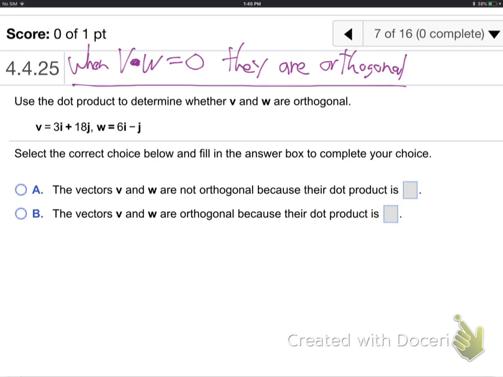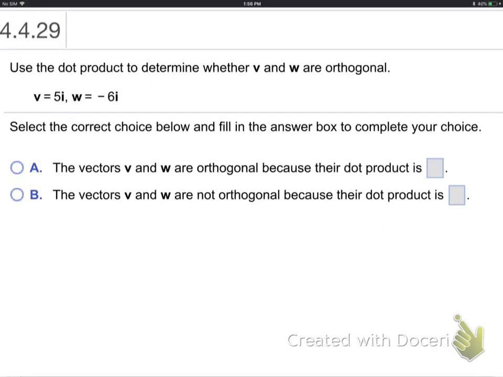So that's one use, we've seen 2 uses now, of the dot product. You could use that every day in your life when you go home this afternoon. No, I'm kidding. That's what you would use if you become an engineer or scientist. Dot product is 0, they are orthogonal. Try that one. Vector V, vector W, determine whether they are orthogonal.